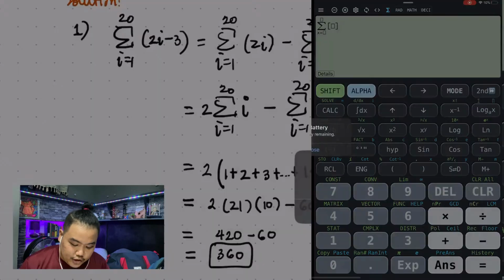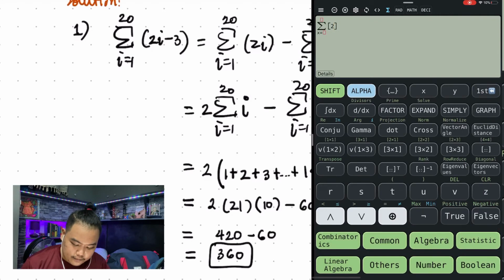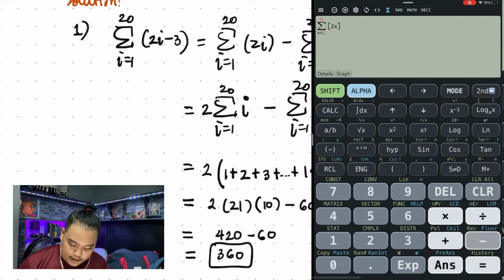So, we have a summation. Pero ang makikita nyo, lowbat pala ako. So, yan yung summation. Pero ang makikita nyo, ang index ng summation dito sa calculator is x. So, instead of using I, we use x dito sa calculator. So, 2x minus 3. And then, you start at 1. You end at 20. And there you get 360.